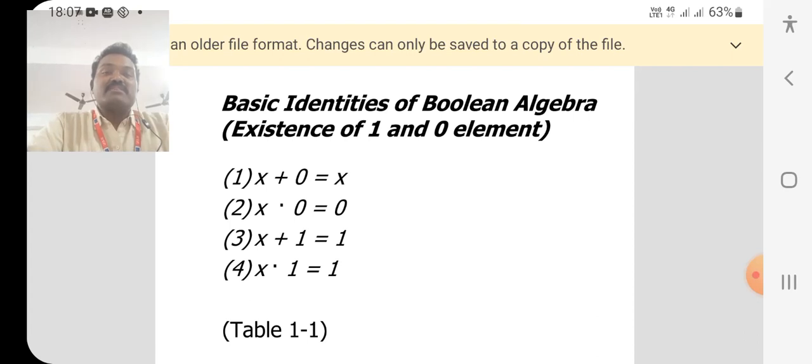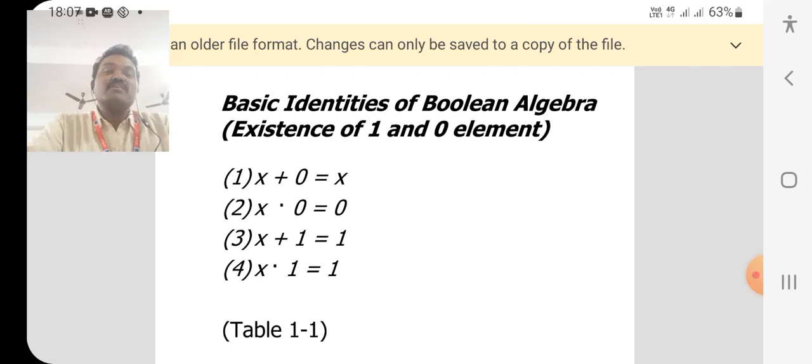Initially I am giving x equal to 0. 0 plus 0 equals 0 only. So the same x value you can get. Suppose if I am giving x equal to 1, 1 plus 0 is equal to 1. So left hand side x equal to 1 and also right hand side x equal to 1. So left hand side and right hand side are equal. So we can get a proof. Therefore x plus 0 is equal to x.